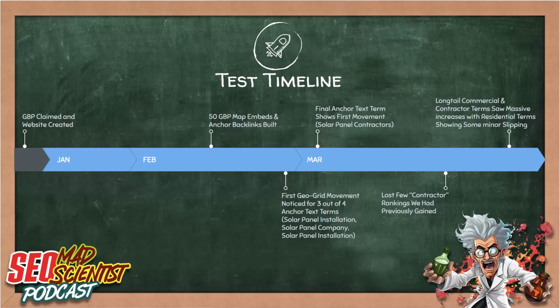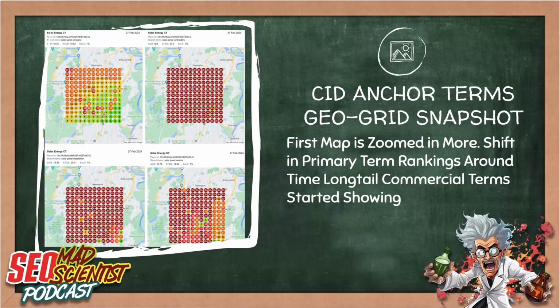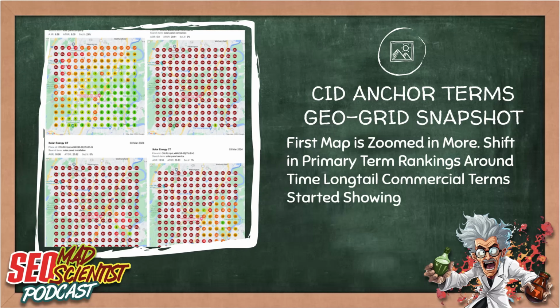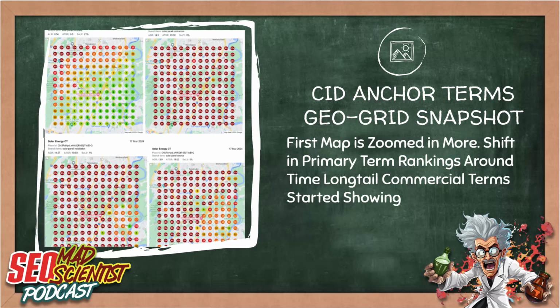So again, we can guess and kind of look at what terms we had used in the optimization, but what we are seeing with the embeds and the CID URL anchor links we had built, we did see some slight pullback on residential terms and service terms, massive impact on the commercial and contracting terms.